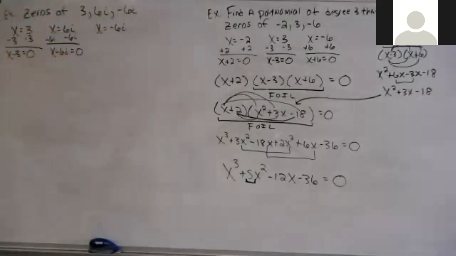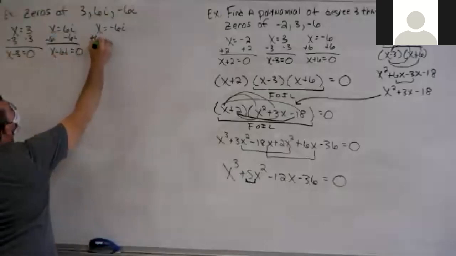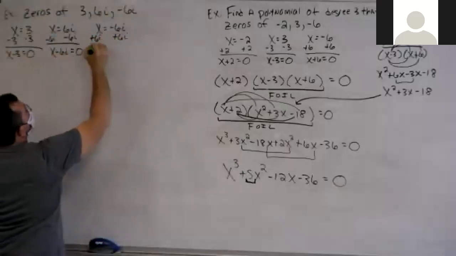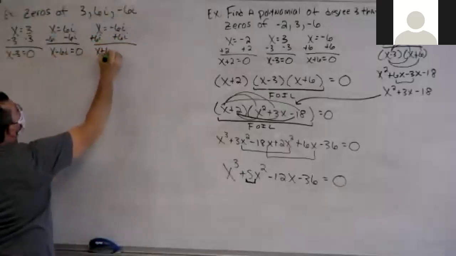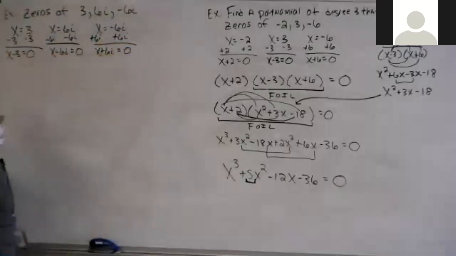And really, if you notice, all I'm doing to these numbers is changing their signs when I set them up equal to 0. That was a -6i, so I'm going to add a 6i. So I get x plus 6i equals 0. Okay? Then put all these in parentheses and set it equal to 0.